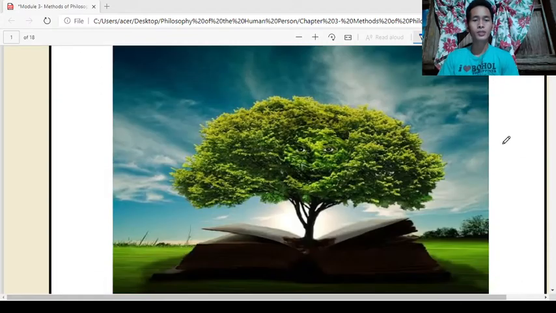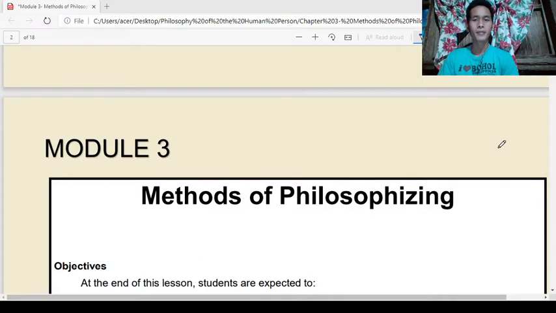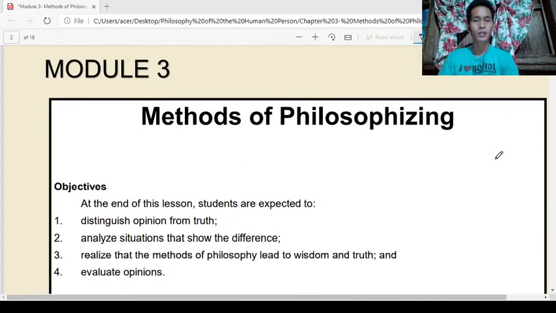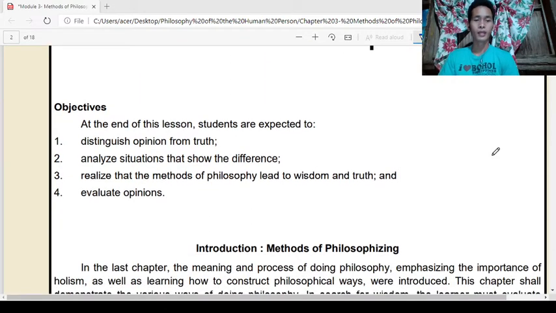In today's lecture, I will be discussing Module 3 of the course, entitled Methods of Philosophizing. The learning objectives are the following. At the end of this lesson, students are expected to: number 1, distinguish opinion from truth; number 2, analyze situations that show the difference; number 3, realize that the methods of philosophy lead to wisdom and truth; and evaluate opinions.